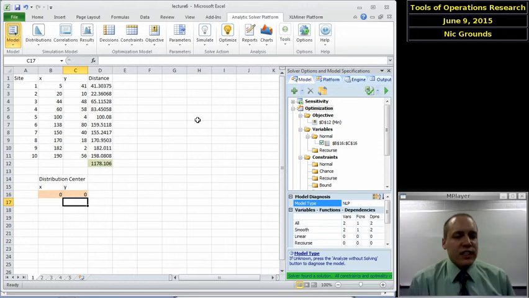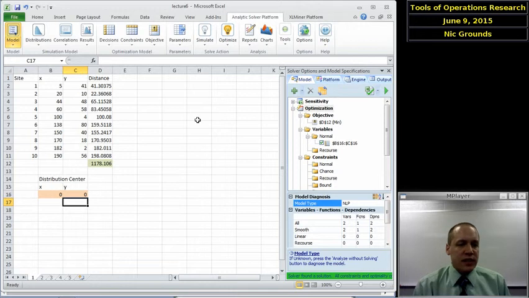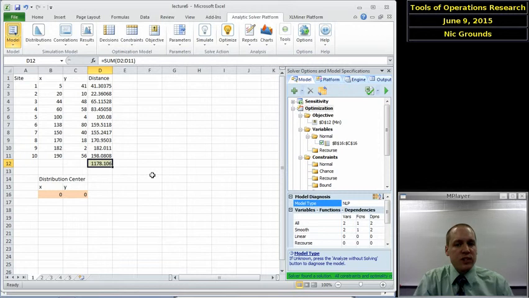So returning to our example here, we had the distribution center location. We had 10 city locations where we wanted to ship or travel to from the distribution center. So we just wanted to minimize the sum of distances from the distribution center to each of the 10 cities. So that's what we have computed here in D12, which is our objective we want to minimize. And so we have, in this case, some solution, 0, 0 inputted.